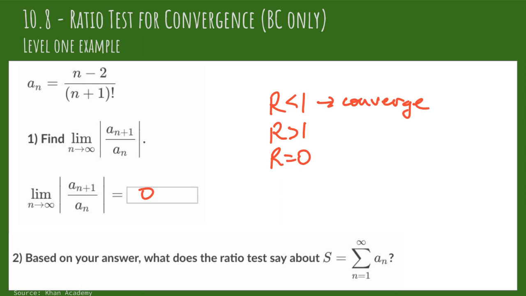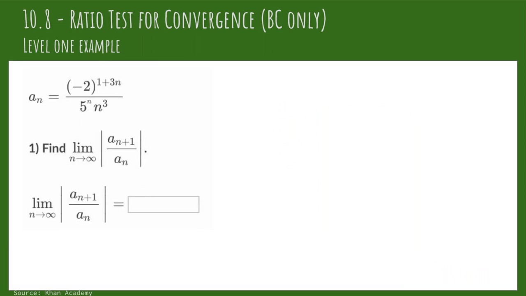If r had been greater than 1, then it would diverge. So the series would diverge. Sorry, that should be a 1. R equals 1 here. If r is equal to 1, then the ratio test actually doesn't help us. We're going to have to figure out whether the series converges or diverges some other way. So another example, this one's a little bit more complicated of an expression.